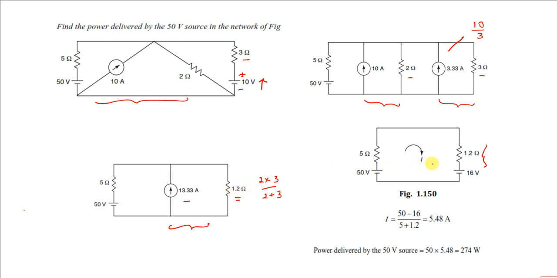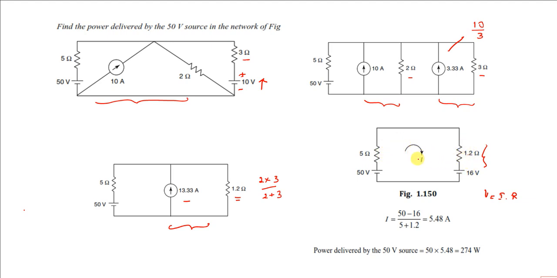13.33 into 1.2 will give you 16. V is equal to I into R. So I is 13.33, R is 1.2, approximately you're going to get 15.99 something. It is approximated to 16 volts, and the same 1.2 you have to connect in series, because always for a current source the resistance is connected in parallel. For a voltage source you have to connect it in series.